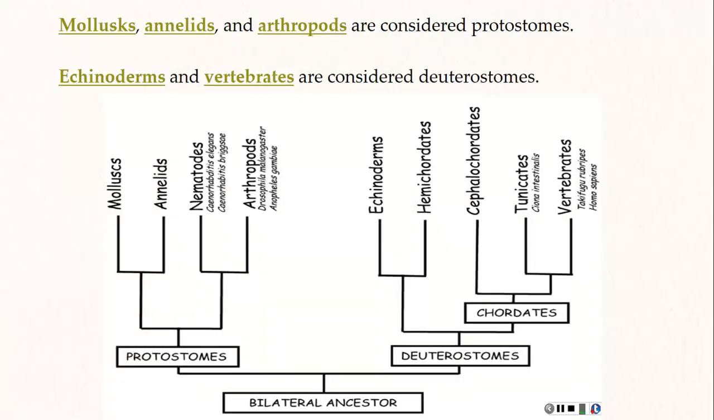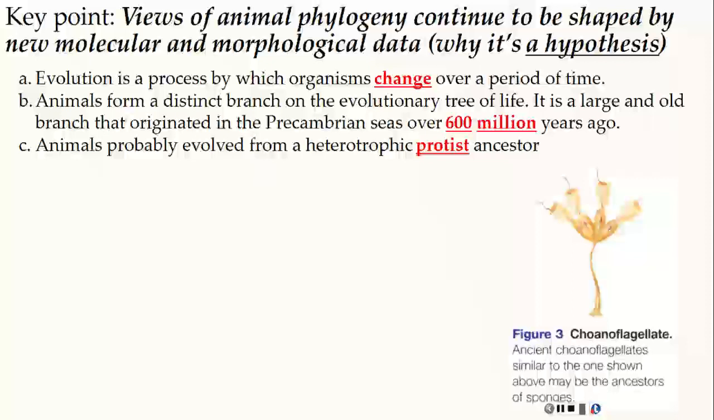So here we are with our slide. This is hopefully useful to you in terms of organizing the different phyla that we're about to explore later on. Again, as a reminder, mollusks and annelids and arthropods are the protostomes, and the echinoderms and the vertebrates are deuterostomes. Again, all bilateral ancestors, triploblastic organisms, but we start to see some differentiation here in terms of those early embryological stages.